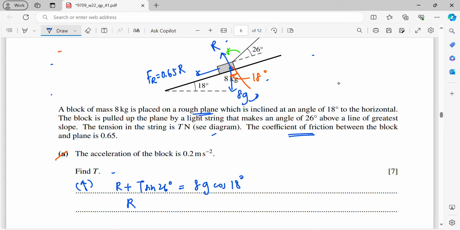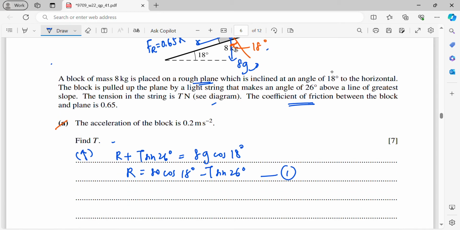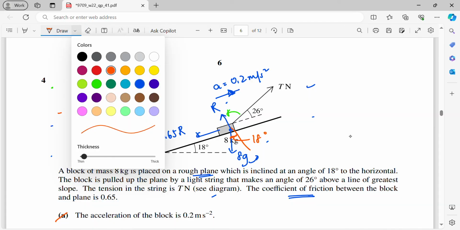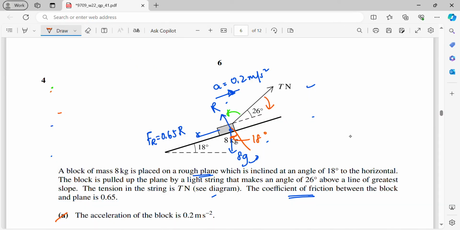So from here, my R is going to be 80 because the G is 10. 80 cos 18 degrees minus T sine 26 degrees. I let this be the first equation. Now, when I resolve the forces along the plane, going up is considered positive, right? So now for this case, I will have T, and now I'm using the given angle, which is 26 degrees. So it's going to be T cos 26 degrees, and then it will be balanced with the FR and also this 8G sine 18 degrees.